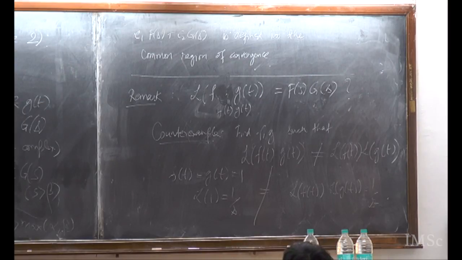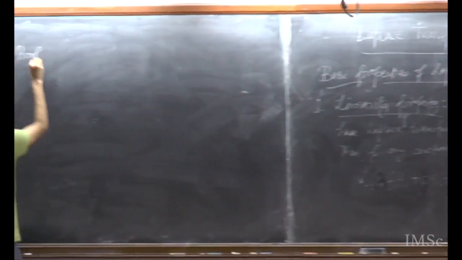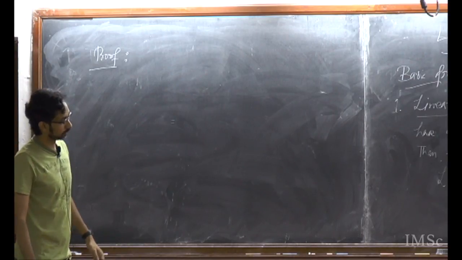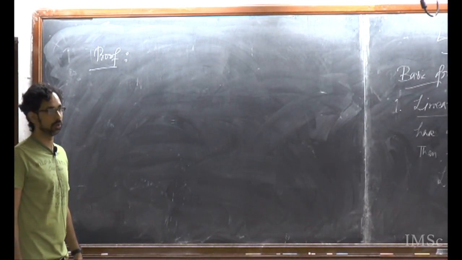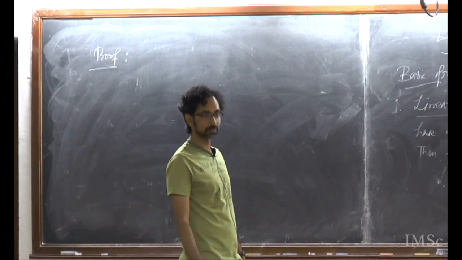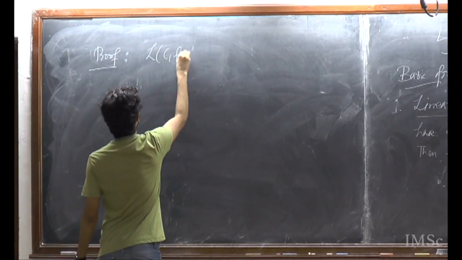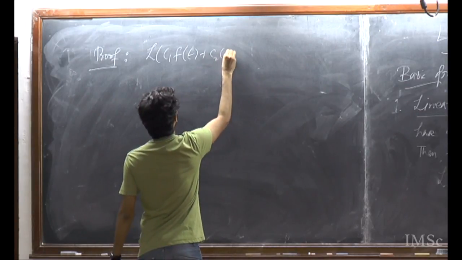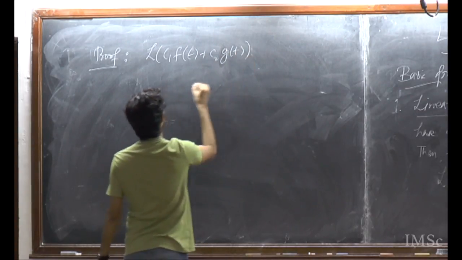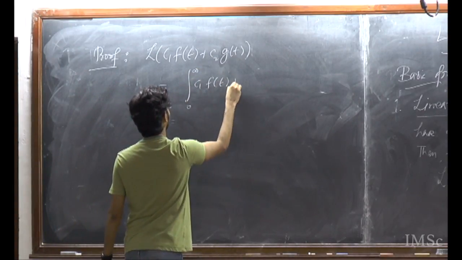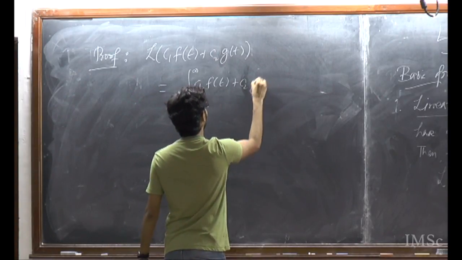Okay, so this is the linearity property. We didn't prove it. Can we write down a proof? What is the proof? Any ideas? Why should it be true? Exactly. Very good. So let's just write f(t) plus c2 g(t). This is the integral from 0 to infinity of c1 f(t) plus c2 g(t).